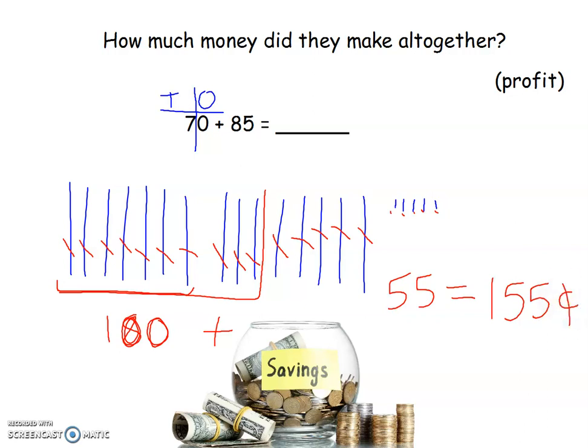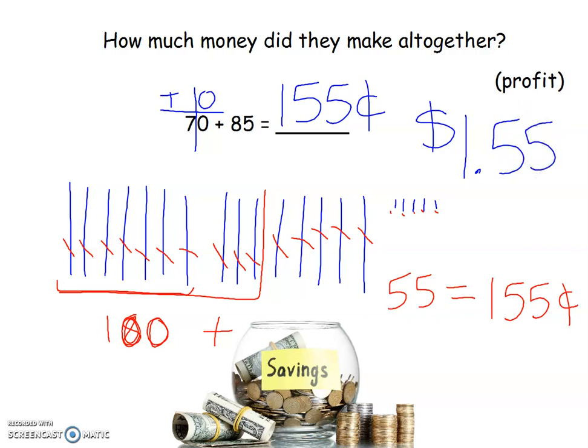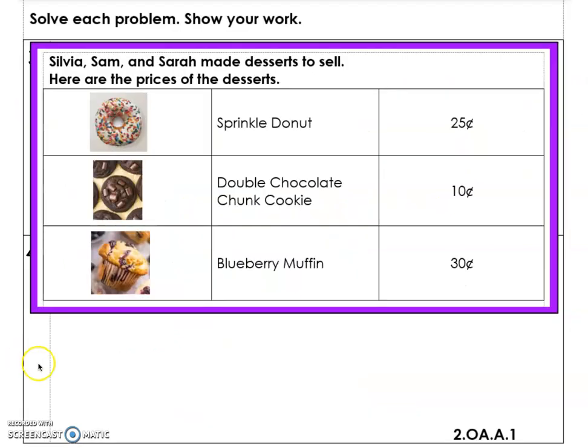155 cents. So I can go ahead and put that down, 155 cents. And we know then that our 100 was the dollar, so we can also write it as $1.55. So that's how much money they made altogether. All right, so let's go ahead and go to our next problem.